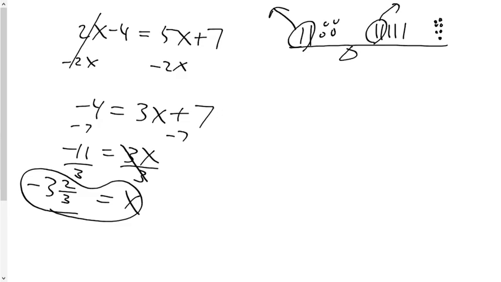Now, because it didn't have fractions, you could actually keep it a decimal. Negative 3 decimal 6 repeating.